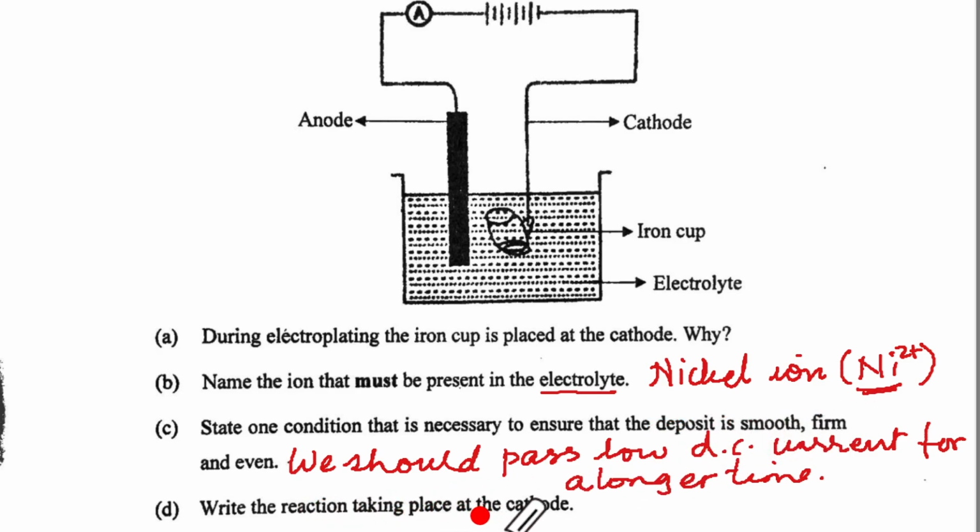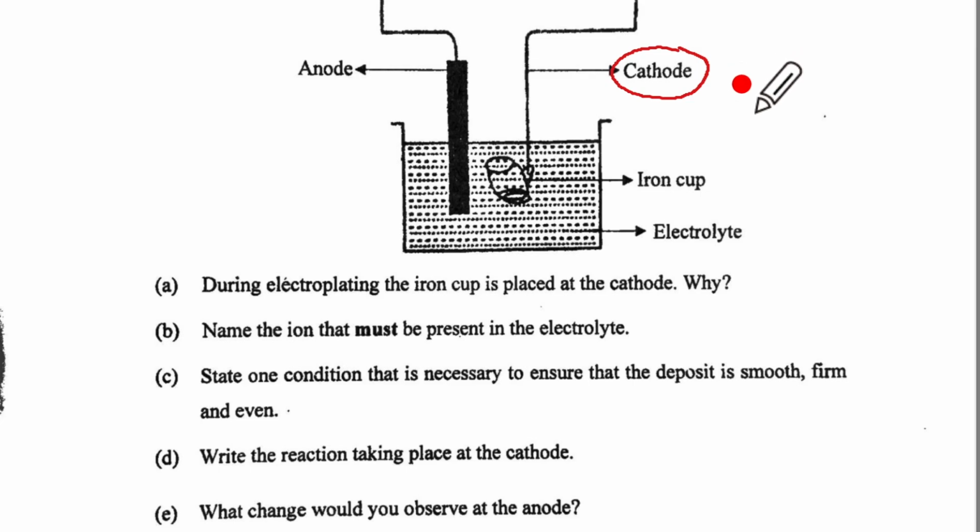Write the reaction that is taking place at cathode. Now at cathode, that is here, we will have from the electrolyte Ni2+. These ions will be migrating to cathode. So the reaction here will be Ni2+ will gain 2 electrons, and that will give us nickel atom of the metal. What change would you observe at the anode?